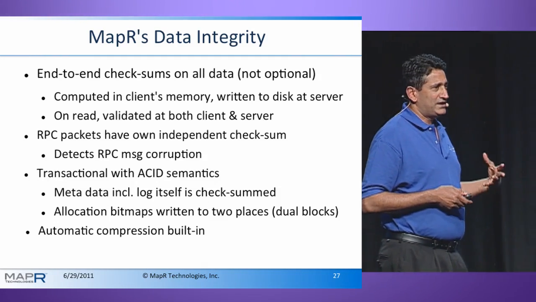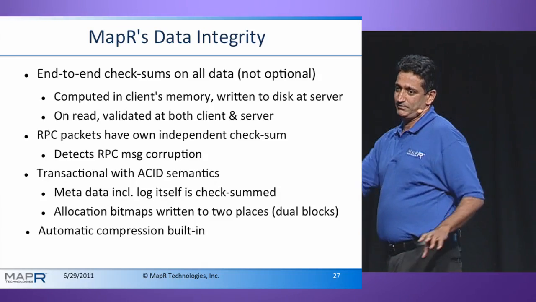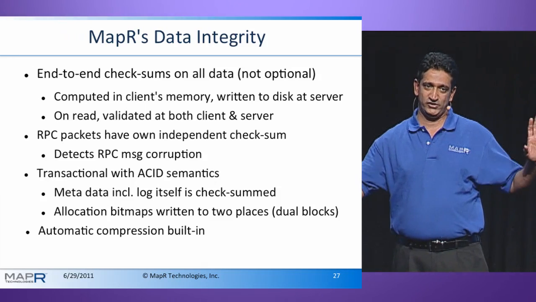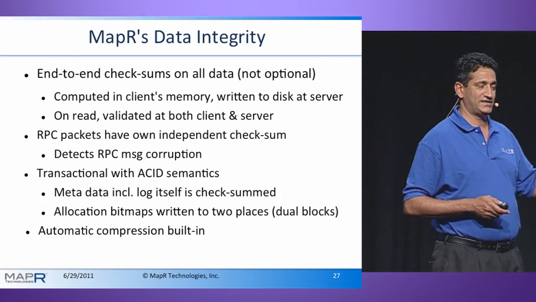Some important data structures like allocation bitmaps are written to dual blocks so that even if one gets corrupt, it's better than a checksum. You actually have two copies. And we have built-in automatic compression, so it feels like that's another checksum right there.